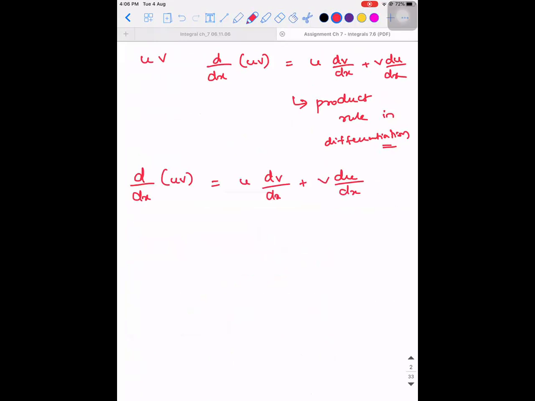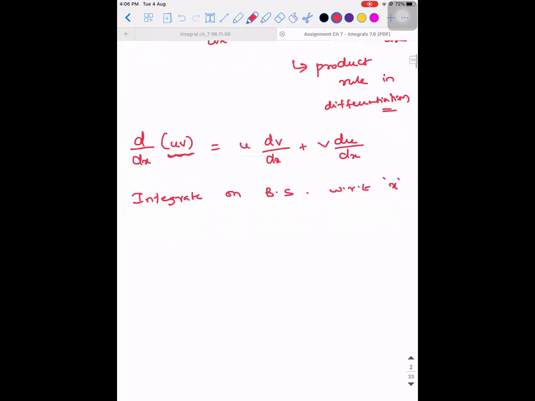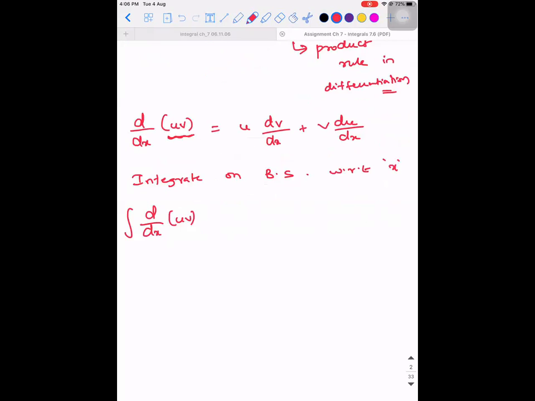If I give you something like this, and I'm asking you to find the value of only u and v, so I want only u and v to exist, what am I supposed to do? I need to integrate on both sides, with respect to x. So what is the meaning of this? Integral of d by dx of uv with respect to x is equal to integral of u into dv by dx with respect to x plus integral of v into du by dx with respect to x. I hope it is clear till this time.